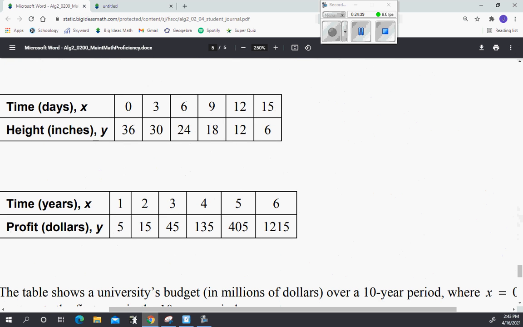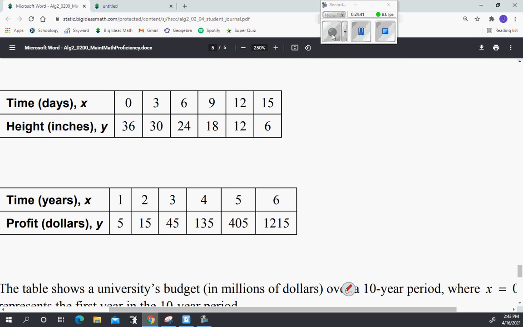Down here, this one, we already established this was linear, right? 6, 6, 6, and so on. What's my equation for a line? Something we're all familiar with, and should feel comfortable with. Y equals mx plus b. We're going to solve for that equation.